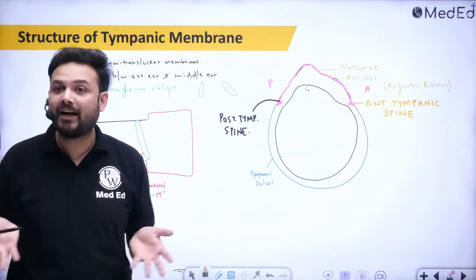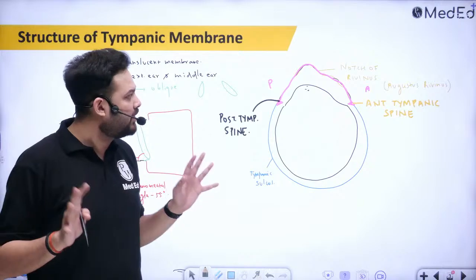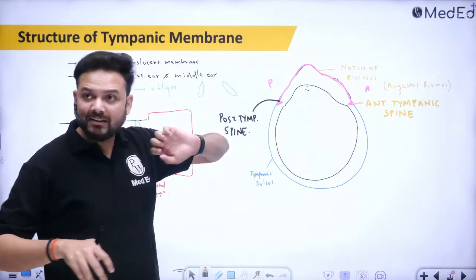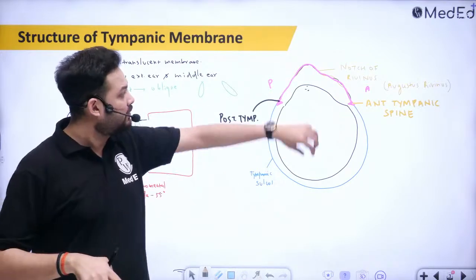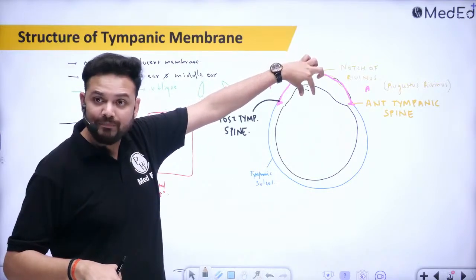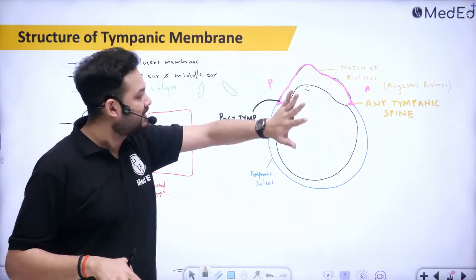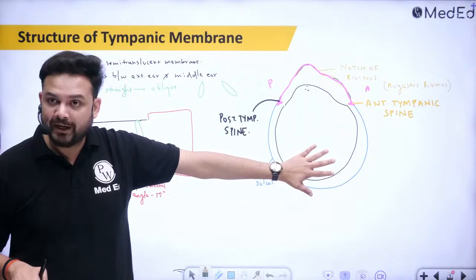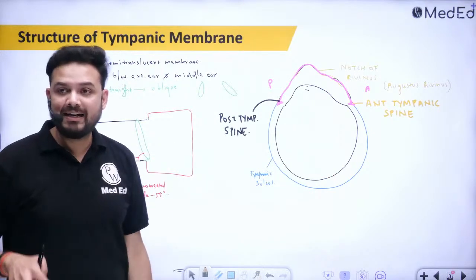What is the house of the pars tensa and the pars flaccida? I told you the tympanic membrane has two parts: the pars tensa, tense meaning tensa, and the pars flaccida, which is the upper portion. The pars flaccida lies within the notch of Rivinus, and the pars tensa lies within the tympanic sulcus. Okay, fine. Now I'll tell you why it is flaccid.